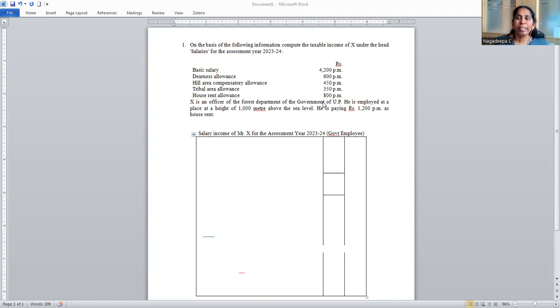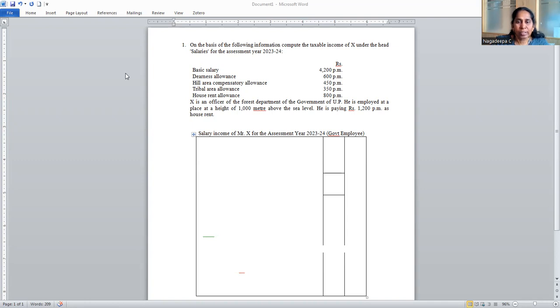On the basis of the following information, compute the taxable income of Mr. X under the head salaries for the assessment year 23-24. These are the items he is getting: first of all, basic salary 4,200 per month, which is fully taxable. Dearness allowance, which is also fully taxable. Hill area compensatory allowance, this is partly taxable, partly exempted. Tribal area allowance, this is also partly taxable, partly exempted. Then house rent allowance, this is also partly taxable, partly exempted.